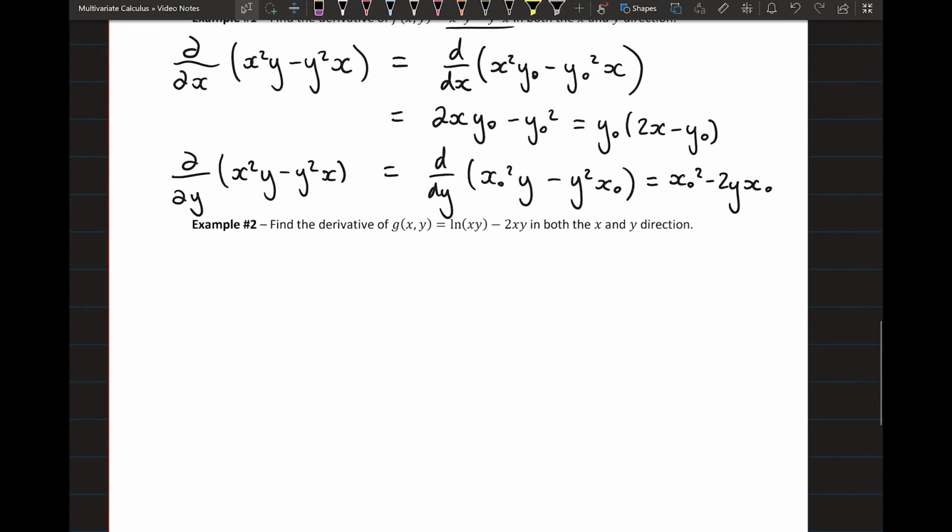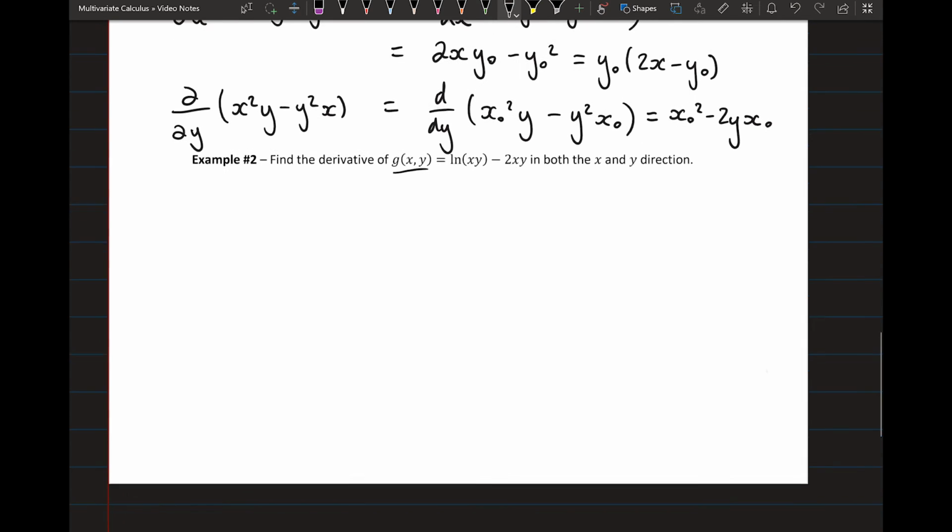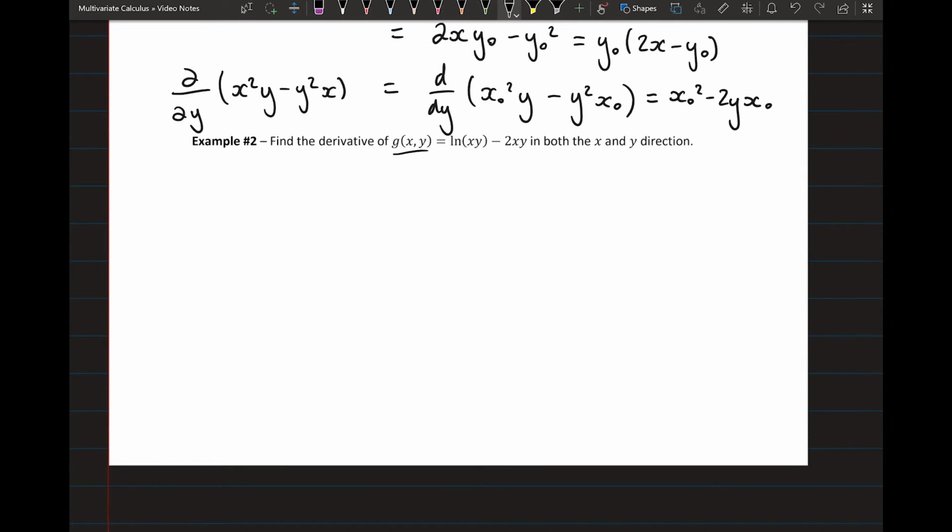Awesome. So let's go ahead and move on to the next example here. Find the derivative of the function defined by g of x y is equal to natural log of x y minus 2x y, in both the x and y direction, of course. This is going to be very similar to the previous one, solely because they have the same degree polynomial inputs and no products. So let's go ahead and do that.